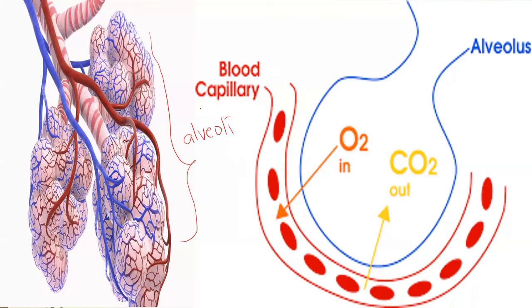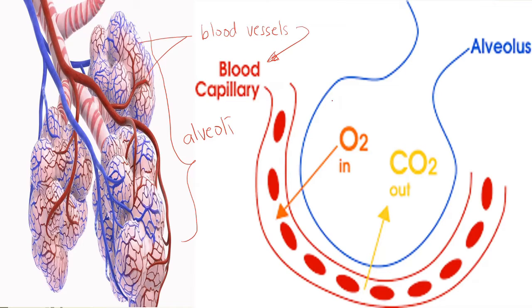Okay. So these alveoli are covered with so-called blood vessels. This red and blue is what you call your blood vessels. One example of your blood vessels is your blood capillary. Your blood capillary carries blood with oxygen and carbon dioxide.